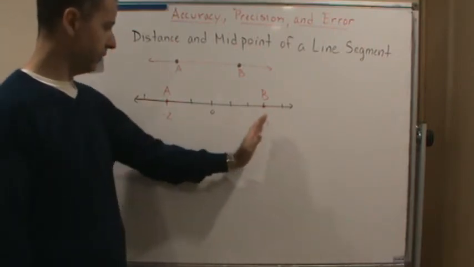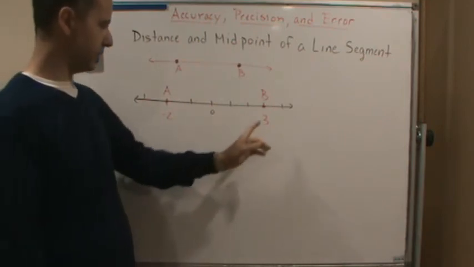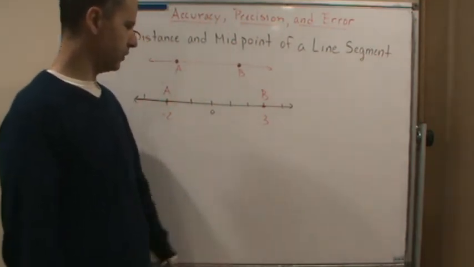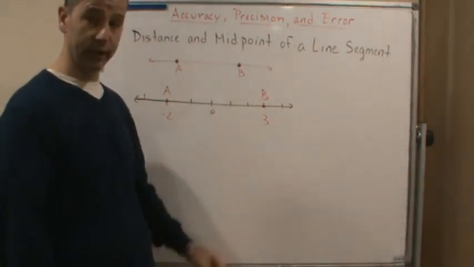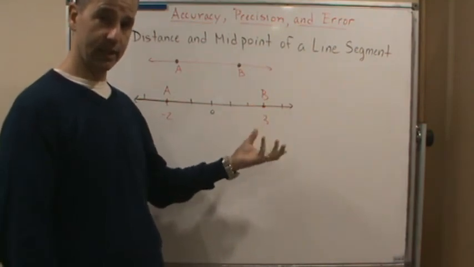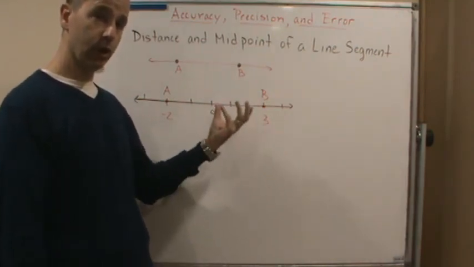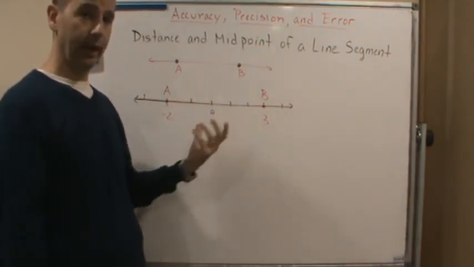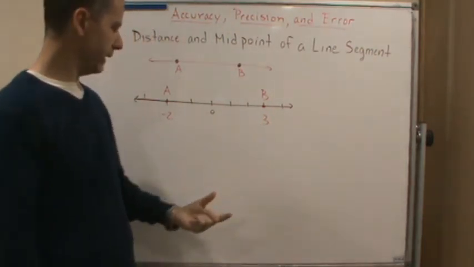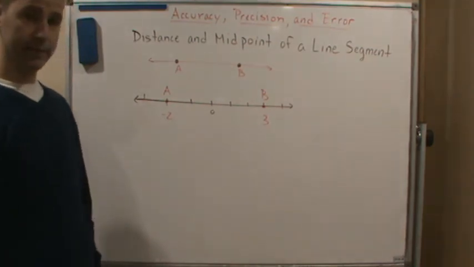What's the length of this line segment? Well, that's the same as the distance between these 2 points. So how do we calculate the difference between these points? Well, we have to take the coordinates. What are the coordinates? The coordinates are the numbers that tell us where those points are located on a number line. Okay, so for example, the coordinate for B is 3 and the coordinate for A is -2.